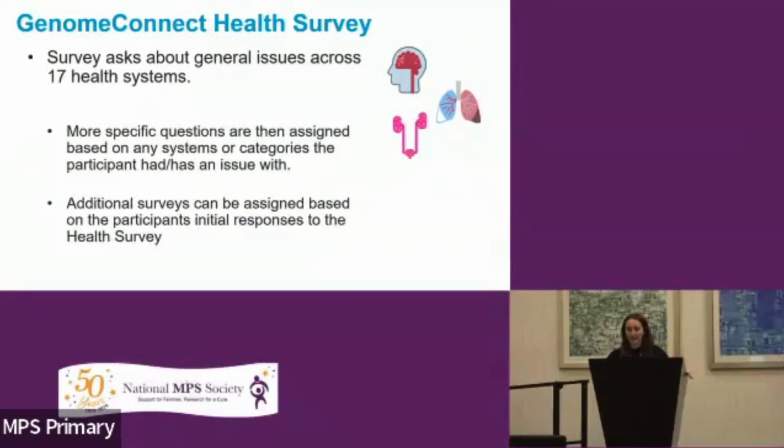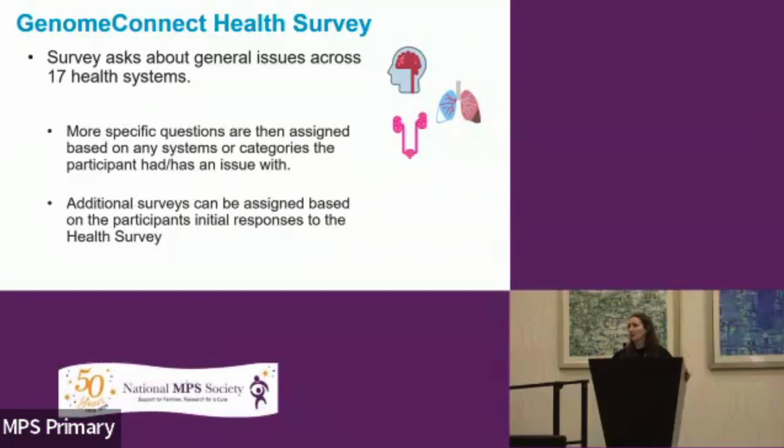So after consenting and sharing their genetic test report, each participant receives an initial health survey that is used to capture an overview of their health. The initial survey asks general questions about issues across 17 broad categories or body systems. For example, your heart, your lungs, your digestive health. Each question provides examples of issues in that system.